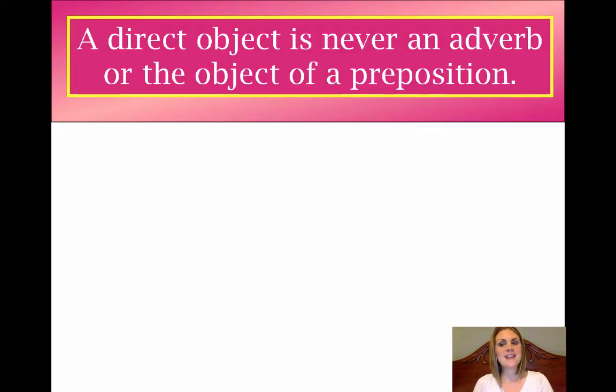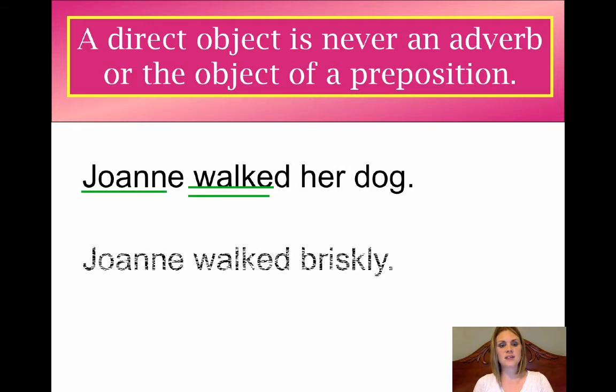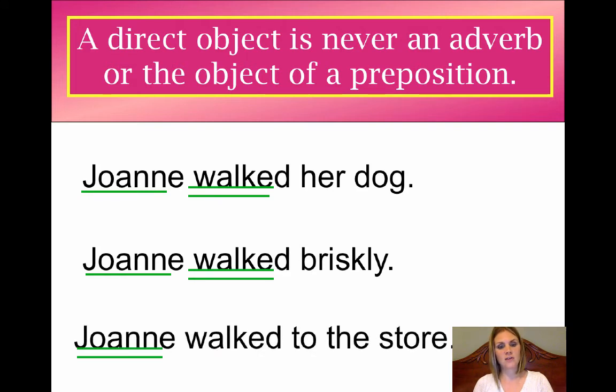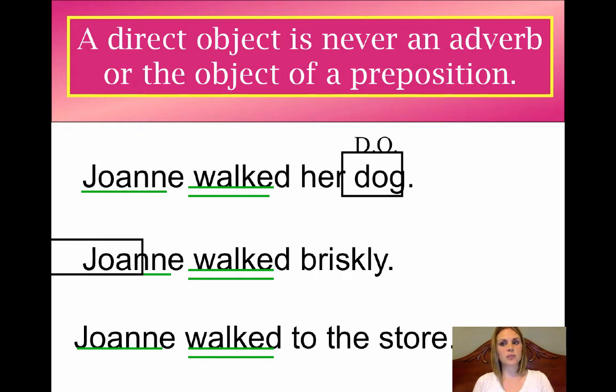A direct object is never an adverb or the object of a preposition. So here's a sentence: Joanne walked her dog. Joanne walked briskly. Joanne walked to the store. Same subject and verb, but only one of these sentences has a direct object. Can you guess which one it is? If you said the first one, you are right. Joanne walked what? Her dog. If you ask that in the second sentence, Joanne walked what? The answer is briskly, which is an adverb, and adverbs cannot be direct objects. It has to be a noun or a pronoun.